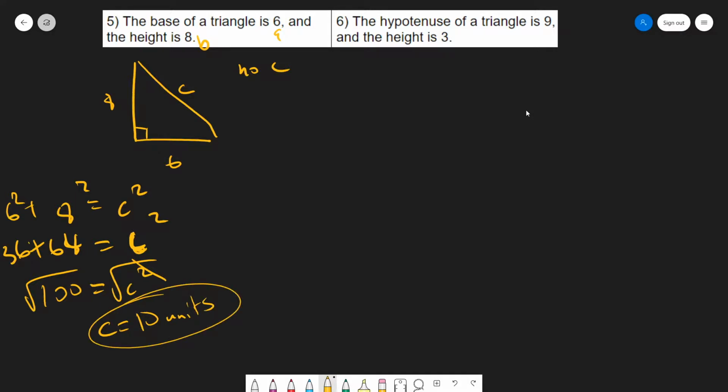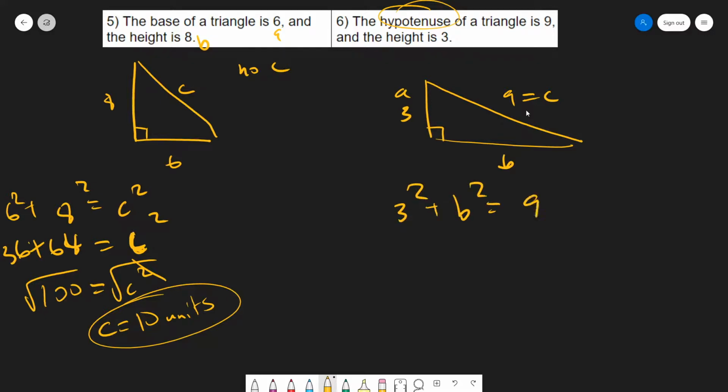Alright, number 6. The hypotenuse of a triangle is 9 and the height is 3. We know the hypotenuse is always C, so we're going to call 3 A, and we don't have B. So 3 squared plus B squared is equal to 9 squared. 9 plus B squared equals 81. Subtract 9 from both sides. B squared is equal to 72.